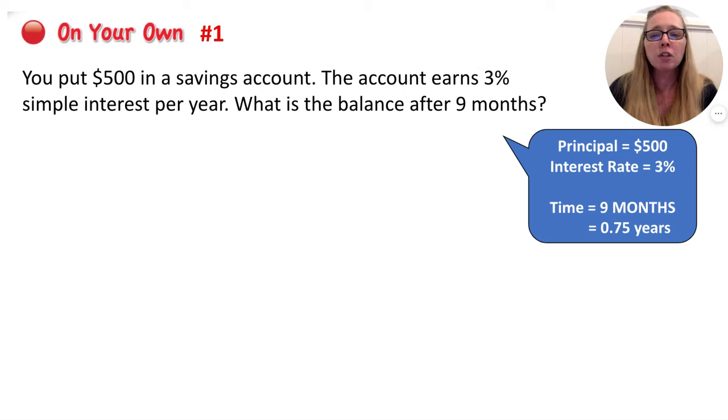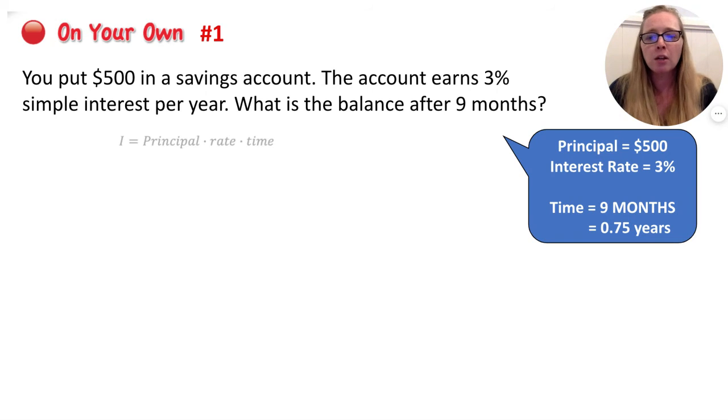All right, so our first on your own. So we know the principal is $500, the interest rate is 3%, and this time, this one's tricky. Did you catch this? The time is 9 months, so that's not in years. Remember, we need to make sure the time is given in years. So 9 months out of 12 months is 3/4 or 0.75. You could do that by 9 divided by 12 to get that decimal.